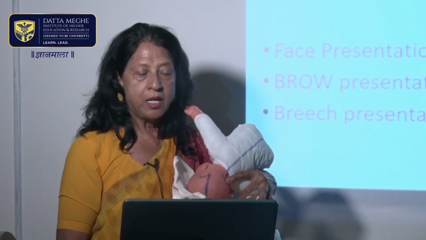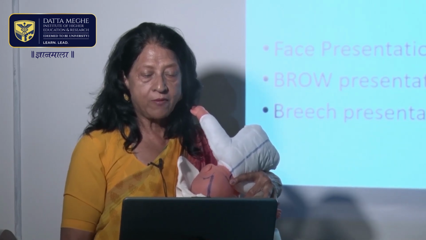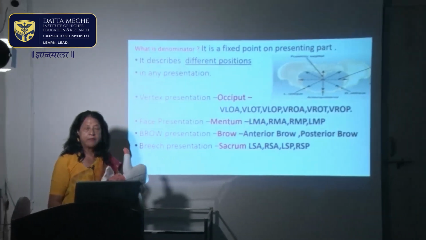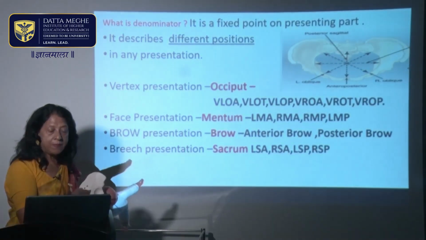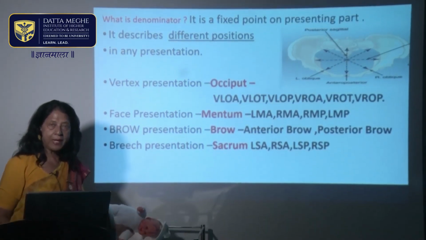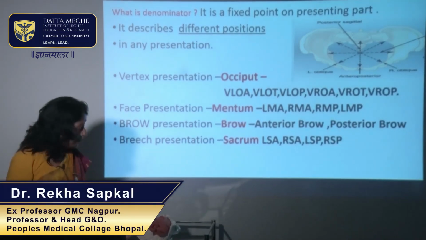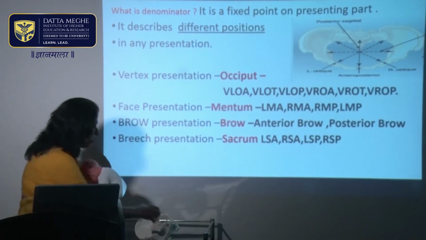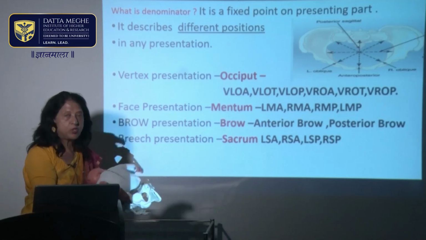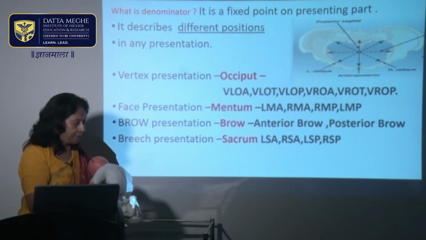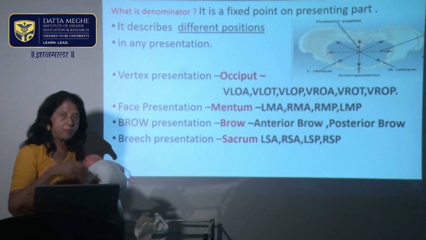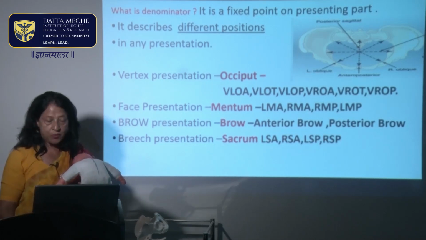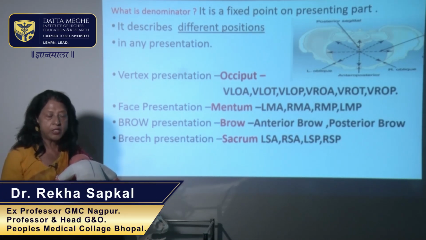Positions can be VLOA, VLOT, VLOP, VROP: vertex left occipito anterior, vertex right occipito transverse, like that. In face presentation, the denominator is the mentum. In brow presentation, the denominator is the brow, so it will be anterior brow, posterior brow, like that. In breech presentation, when the podalic pole is down, the sacrum is the denominator. So, in relation to the sacrum, I describe the different positions on the pelvic brim. Positions means anterior position, posterior position, right position, left position, like that. So, different positions are described in relation to the denominator.